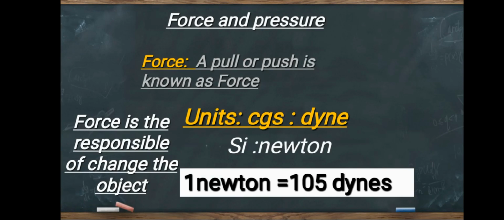Students, today we are here to discuss force and pressure. So, first of all, what is force? A pull or push is known as force. Force is responsible for changing the position of an object. The physics unit of force is dyne. The SI unit of force is Newton. 1 Newton is equal to 10^5 dynes.